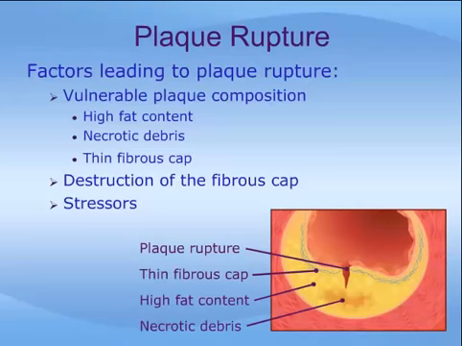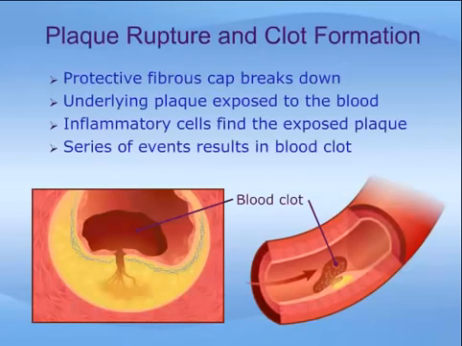Finally, inflammation combined with other stresses, such as high blood pressure and shear stress, can cause the thin covering over the plaque to crack and bleed. As the protective fibrous cap breaks down, it exposes the underlying plaque to the blood. Inflammatory cells circulating in the blood find the exposed plaque and trigger a series of events that culminates in the formation of a blood clot.